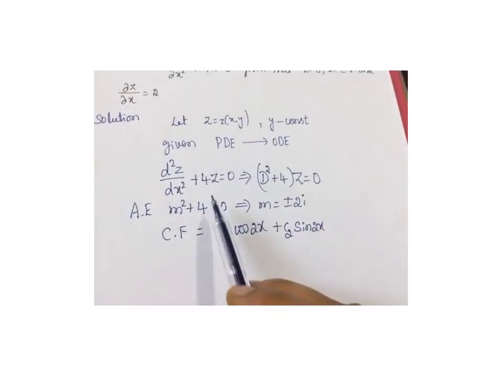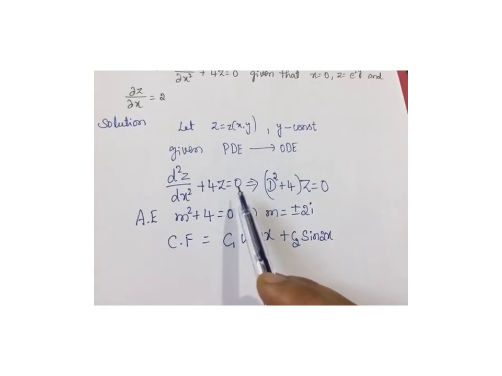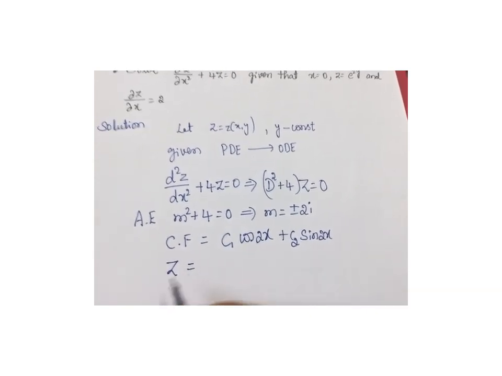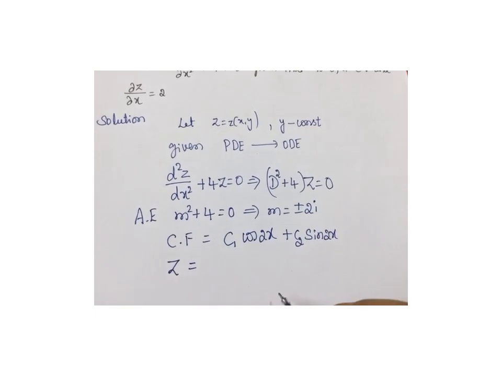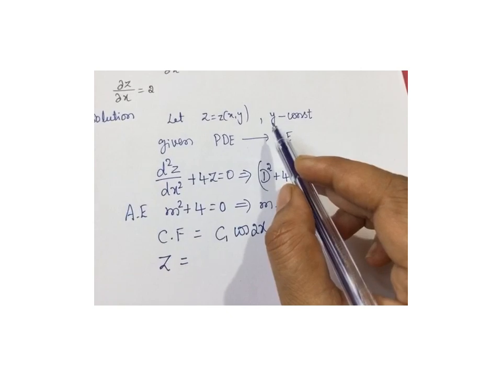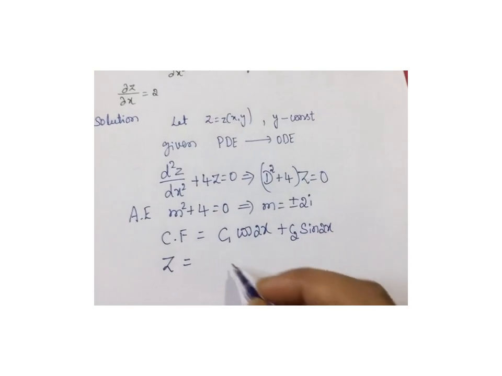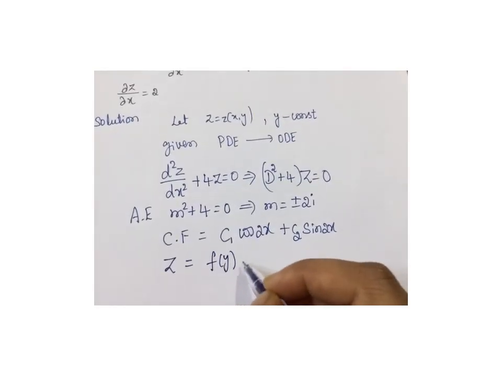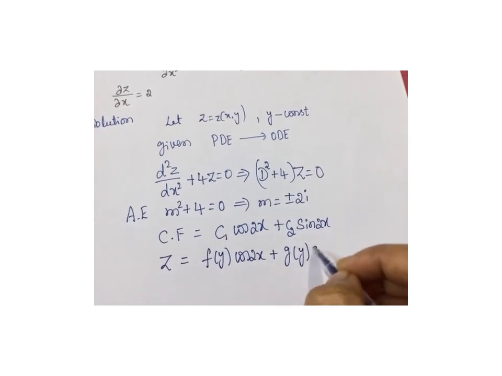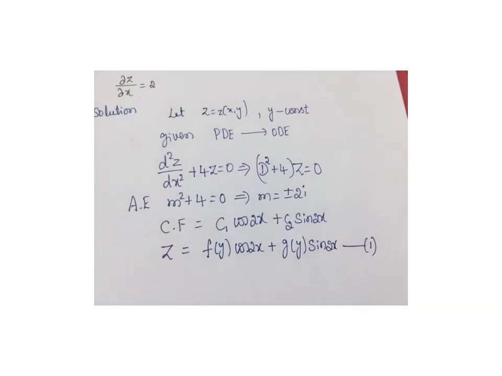Anyhow, we are solving a homogeneous PDE. The right side is 0, so there is no particular integral part. The dependent variable z has only the complementary function. When writing the final general solution, replace c1 and c2 with functions of the variable we are treating as constant, because we are solving a partial differential equation. So we take c1 as f(y) cos 2x and c2 as g(y) sin 2x. So this is the general solution. Let us call it equation 1.